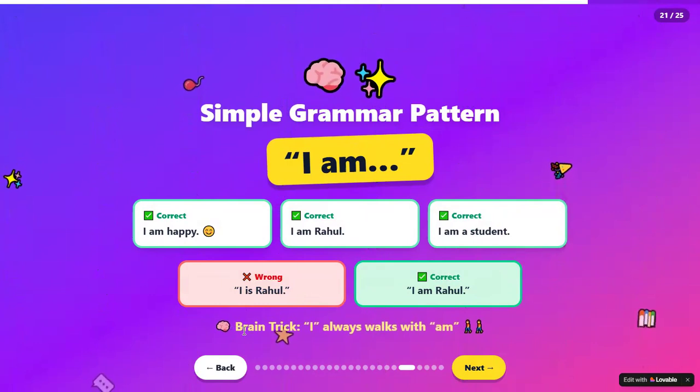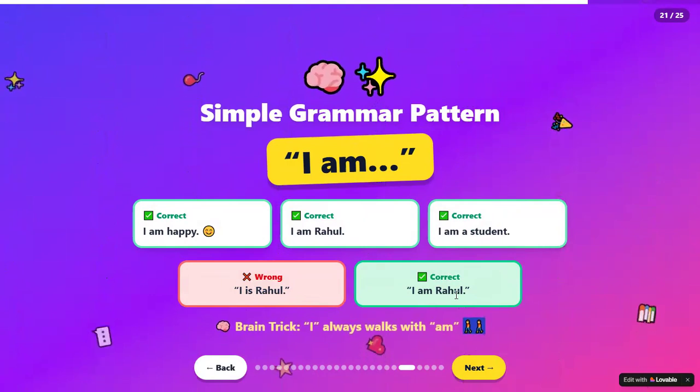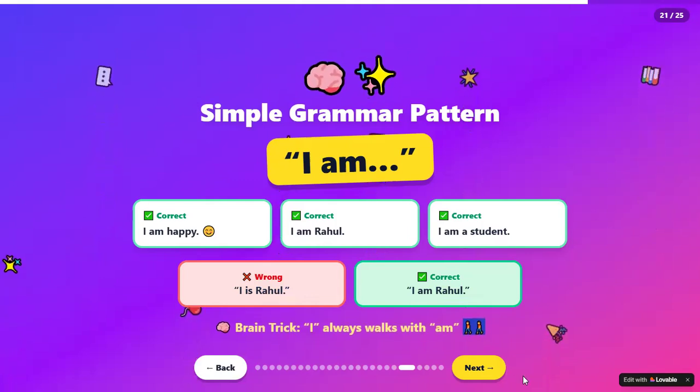This is the takeaway. Brain trick. I always works with am. You can see two people are working. So I and am work together. So I is Rahul is wrong. I am Rahul is correct. I am a student is correct. I am happy is correct. Got it?